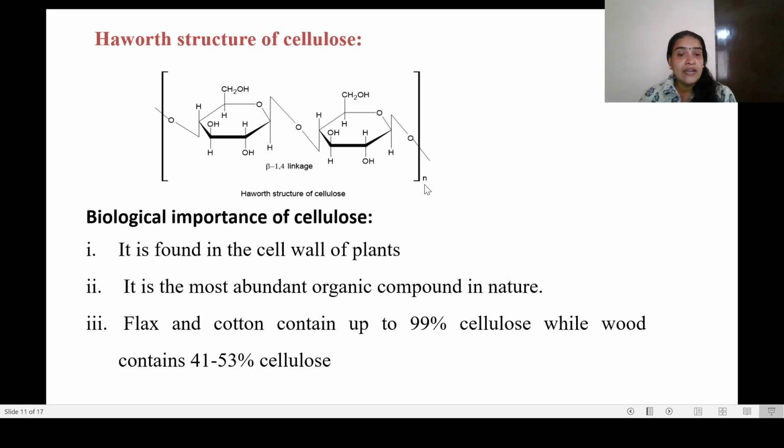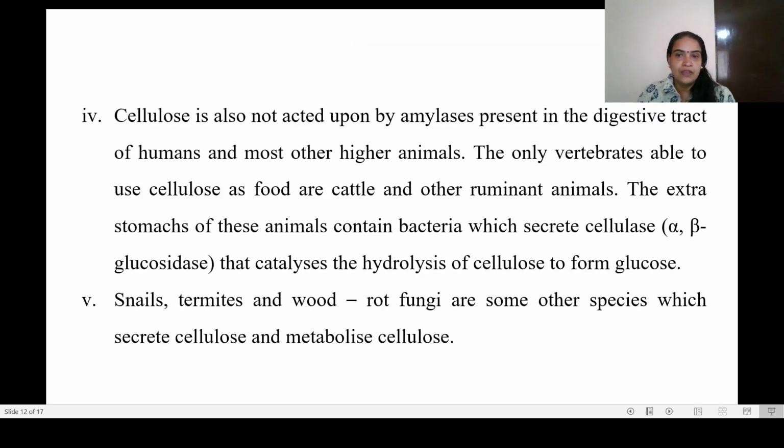It is found in the cell wall of plants. This is a structural polysaccharide. Cellulose is a structural polysaccharide which gives structural strength to the cell wall. It is the most abundant organic compound in nature. Flax and cotton contain up to 99% cellulose, while wood contains 41 to 53% cellulose.